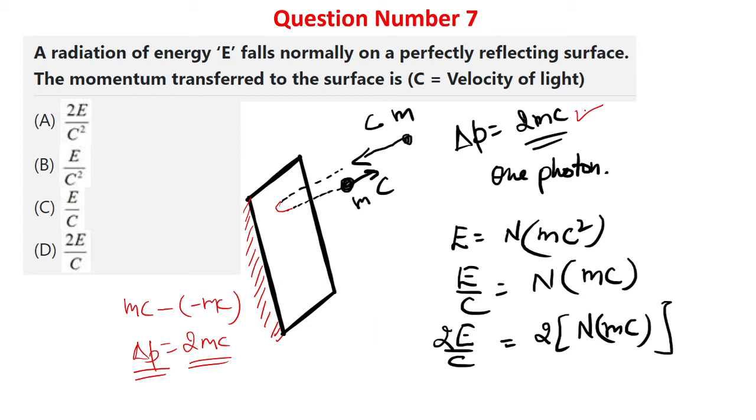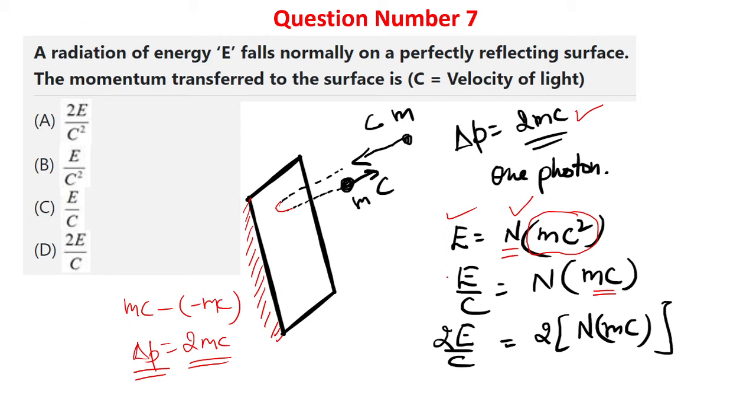Now we have to find how many photons are coming. The energy for one photon is mc squared. For n photons which are reaching the surface, it is n into mc squared. So can we get mc from here?